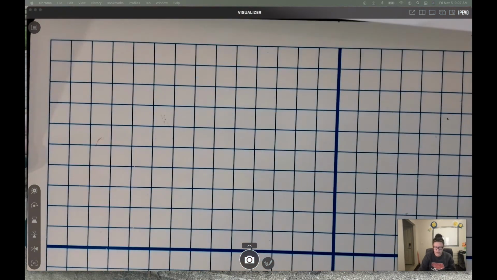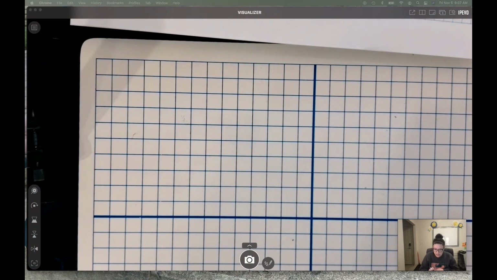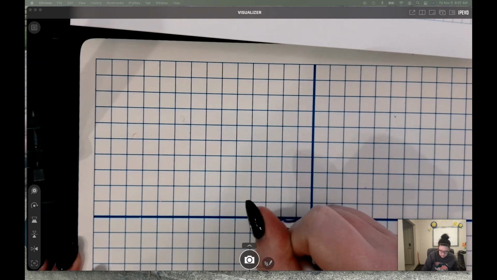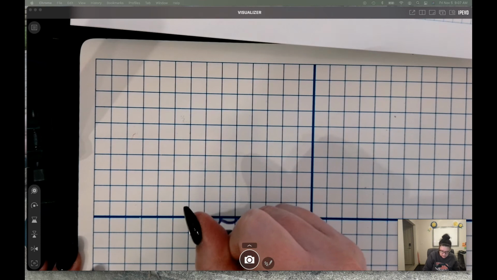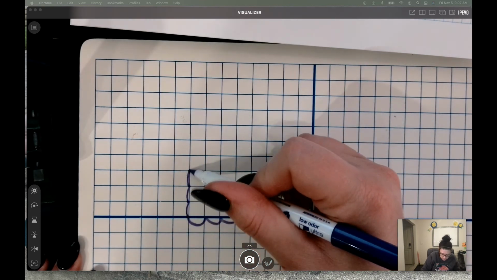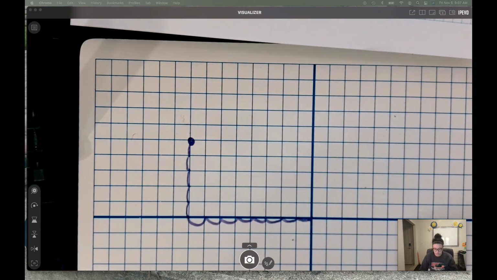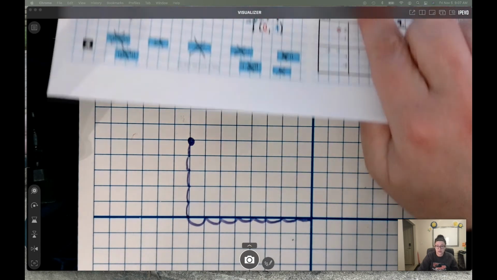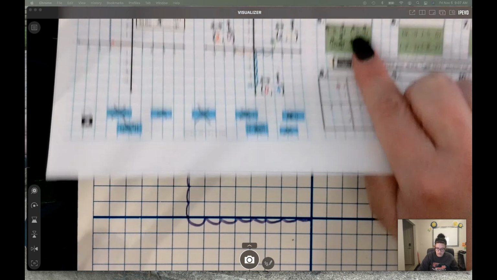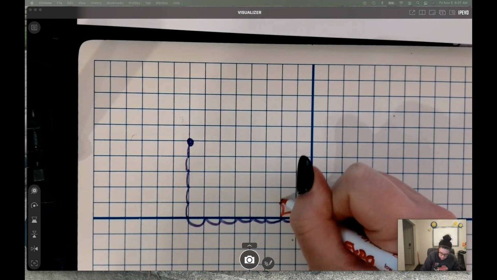Or if you want to graph those points, here we have -8. I go to the left. 1, 2, 3, 4, 5, 6, 7, 8. And then +5. 1, 2, 3, 4, 5. Here's my first dot. The second coordinate is -2, 4. So I need to go to the left 2 and then up 4. Left 2, up 4.